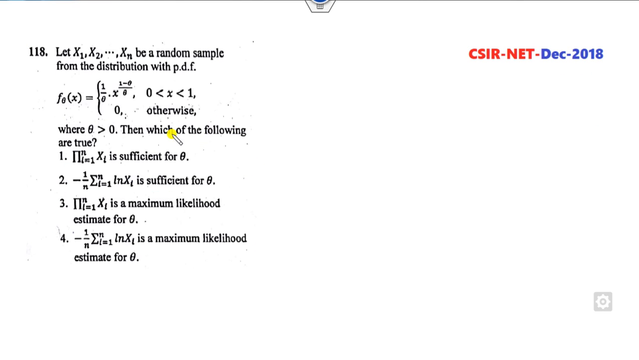Okay, look at this another one. That's about sufficient, maximum likelihood, and here. What is the tip for you? How can you check the sufficient? You can define the likelihood function here. That is L, the product of f of xi.